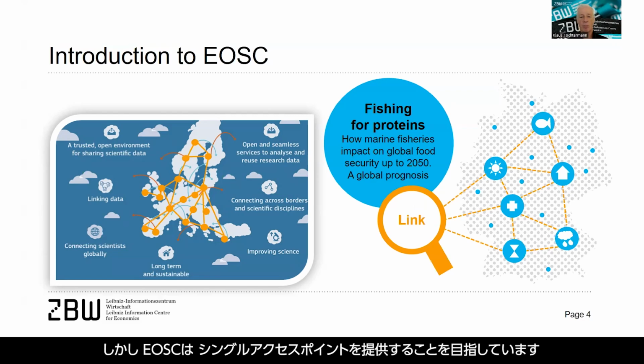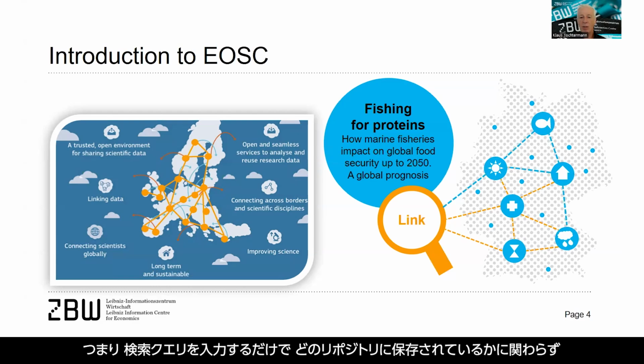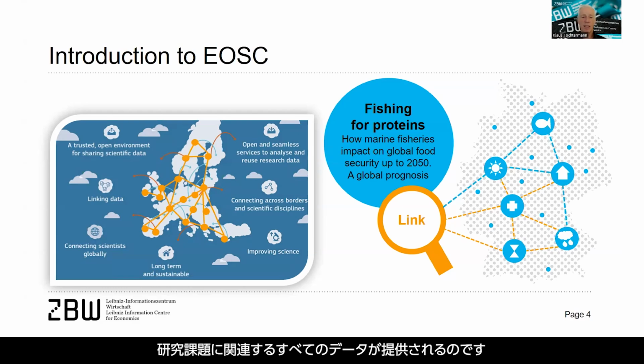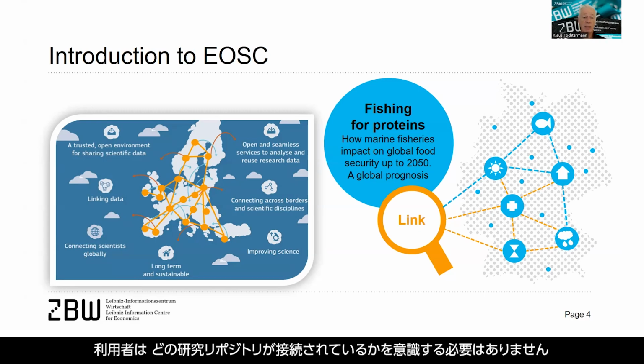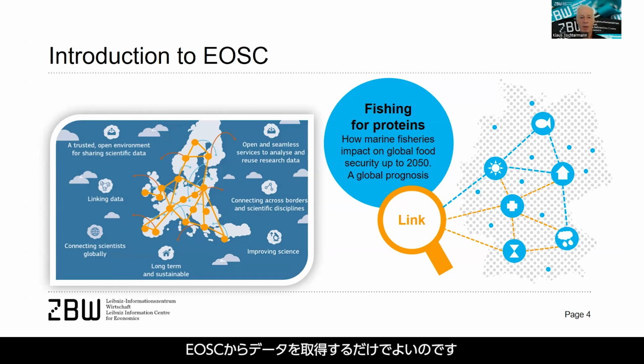EOSC aims to provide a single point of access, which allows you to enter your search query, and then EOSC delivers all the research data which is related to your research questions, regardless of the repository it is stored in. The users are not even required to be aware of the connected research repositories. They just get the data from the EOSC. This is the basic idea.